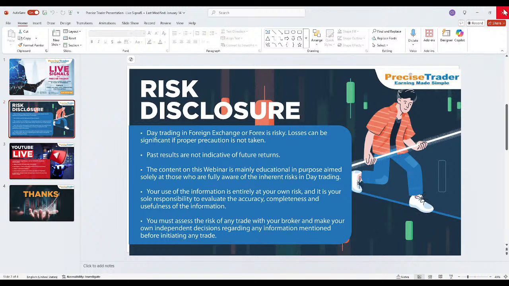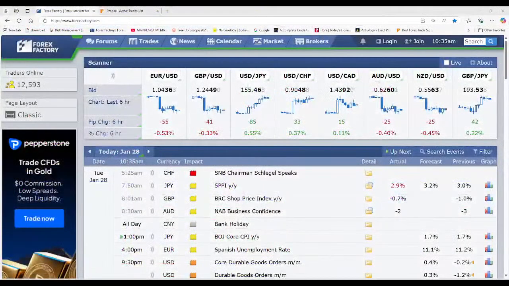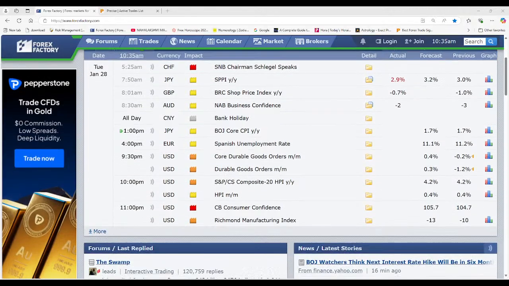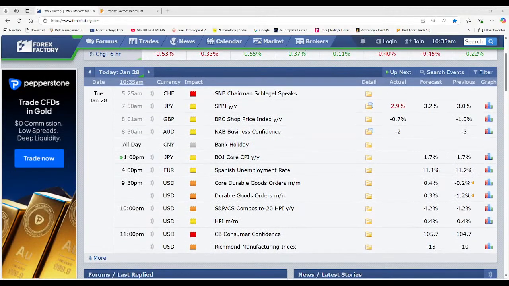So with that, we move on to our live analysis. The key data that is going to be out tonight or today is, from the US, core durable goods orders, durable goods orders, and also CB consumer confidence, followed by the Richmond manufacturing index. So these are the key data that's out.